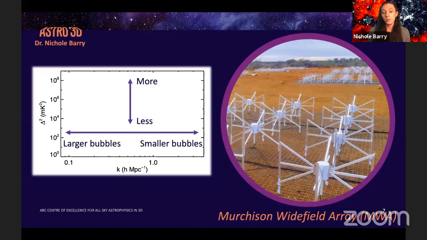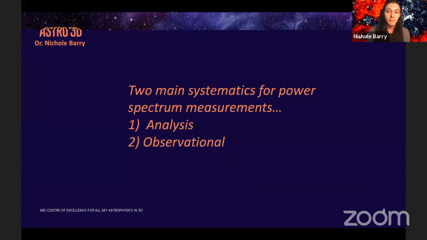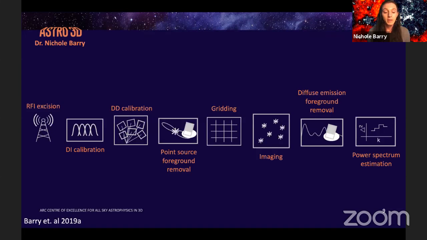In particular, I use the Murchison Widefield Array, or the MWA, in Western Australia. There are 2 main systematics that we have to be aware of in trying to make these power spectra. You can group them into analysis or observational systematics. Analysis systematics come from the pipeline, and there's a lot of bells and whistles to pipelines. This is just a very typical pipeline setup with a variety of different modules, if you will.